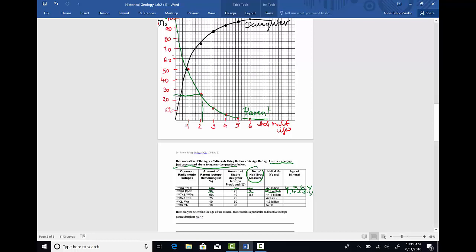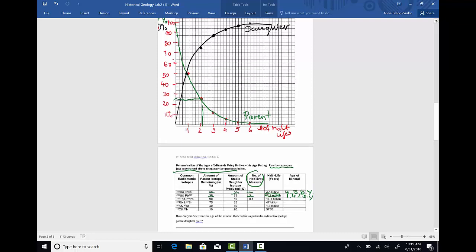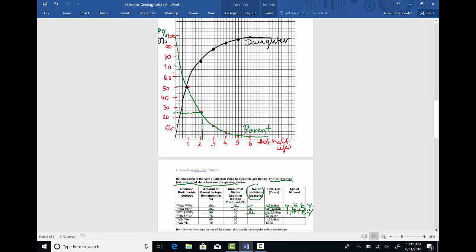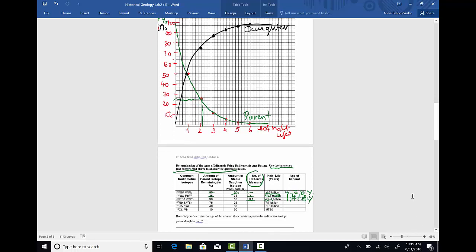Now what happens when you have 90% of the parents still present? Therefore I have to go to the green curve, because that's the parent at 90. As you can come down and see, it's about 0.1 half-life. And to get the age of the mineral, we multiply 0.1 with 14.1 billion. So it's really 1.41 billion years.